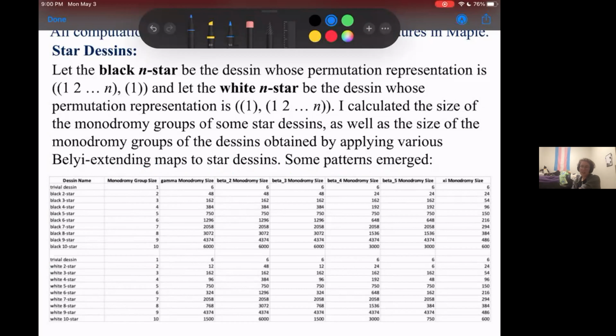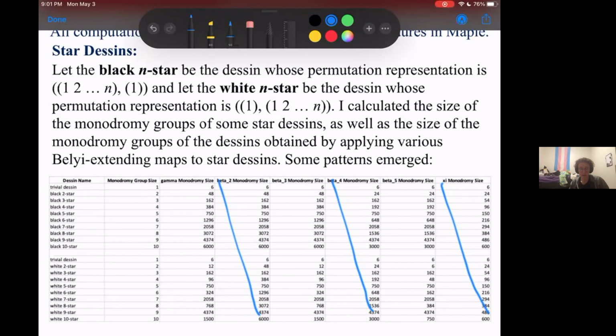So we don't really get any interesting information here. But if we start applying these Belyi-Extending maps, we notice something different. A few of the maps don't really tell us anything. For beta 2, beta 4, and xi, even after we apply the Belyi-Extending map, the monodromy group of the new Dessins still has the same size whether we have applied this map to a black star or a white star.